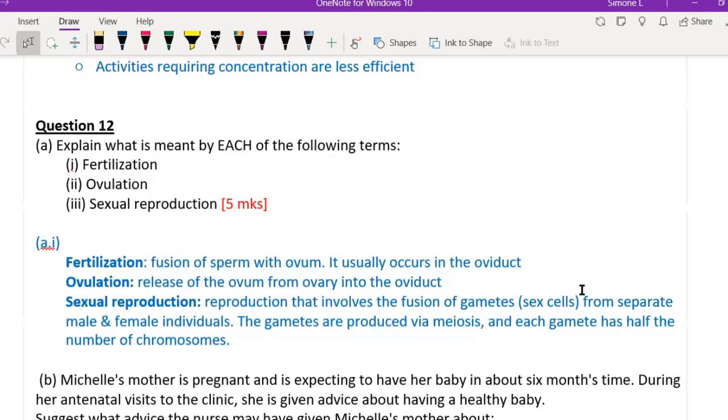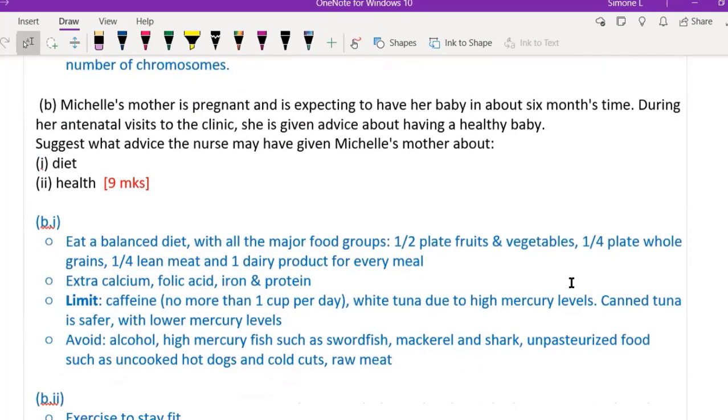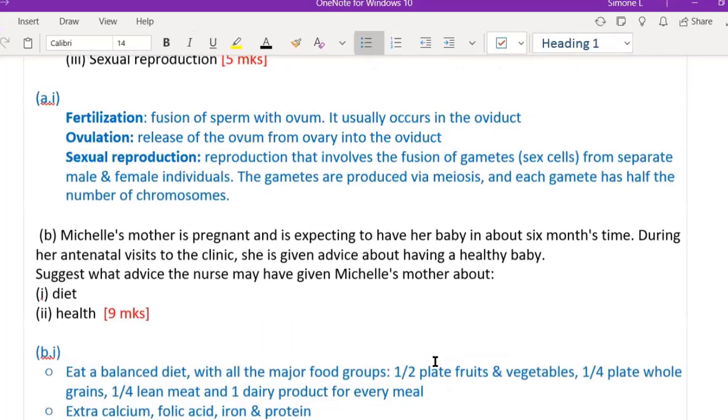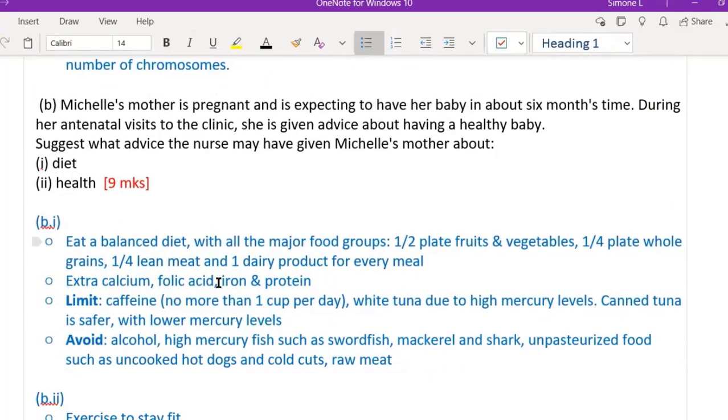And then question 12. Again, this part is self-explanatory, so I'll let you take a look at that. You can pause if you need to, and make sure you get your answers correct. Again, this is somewhat self-explanatory. Of course, you're going to be emphasizing the first two, your balanced diet plus what you need extra of. And you can also mention one or two things, one thing to limit, one thing to avoid, to wrap up your whole answer. Again, pause if you need to.